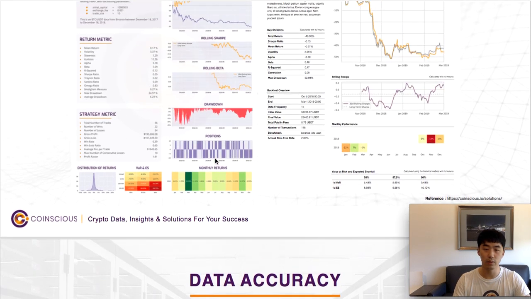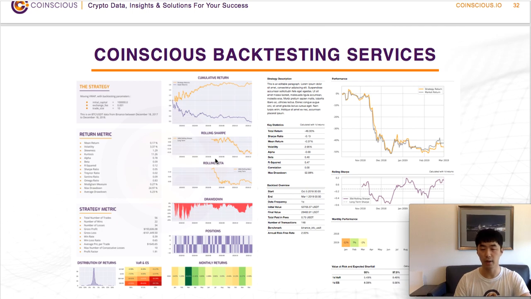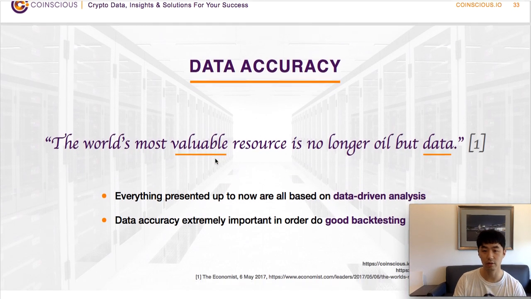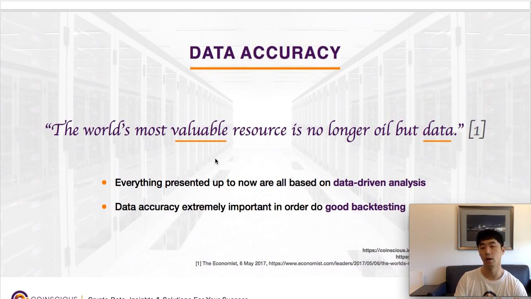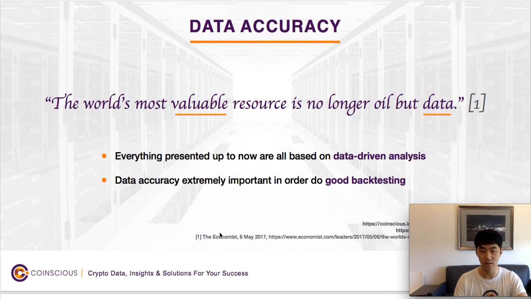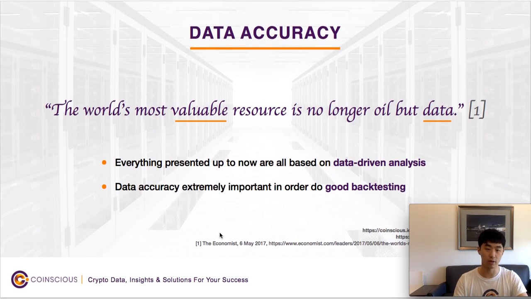One of the reasons why we are so confident with our backtesting is our data accuracy. I read in The Economist magazine that the world's most valuable resource is no longer oil but data. Whether you believe that this is true or not, everything I presented up to now is based on data-driven analysis, and data accuracy is extremely important in order to do good backtesting.